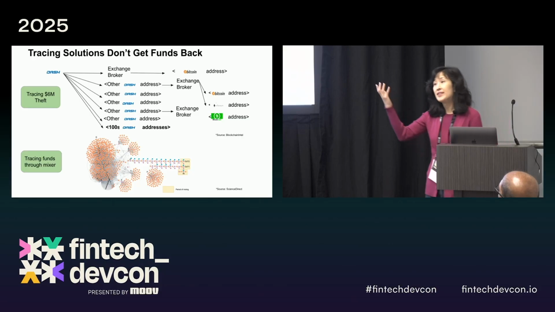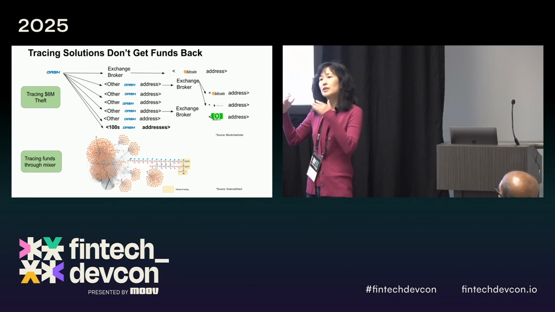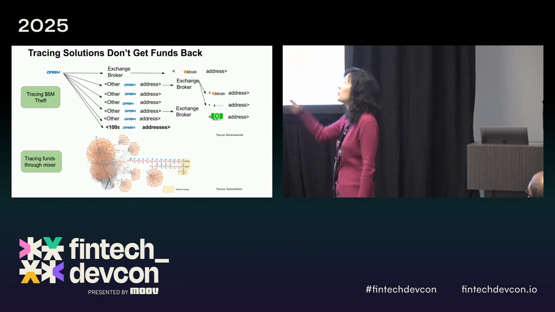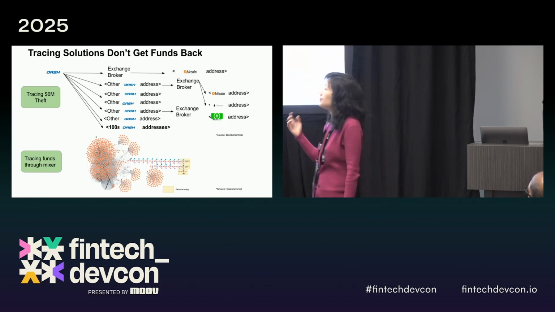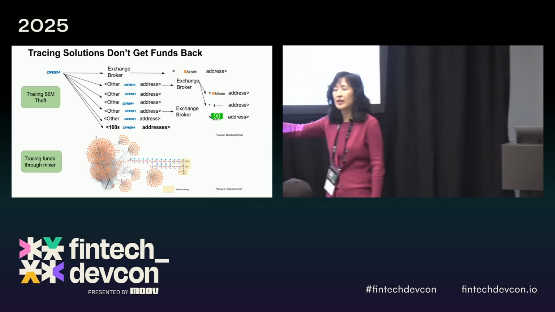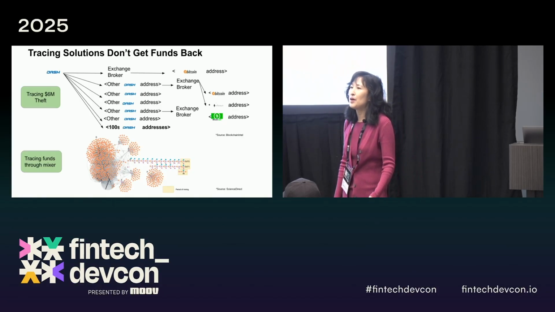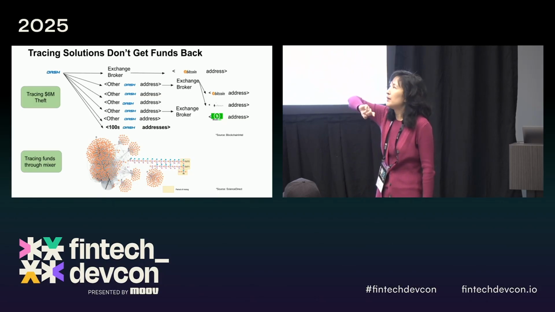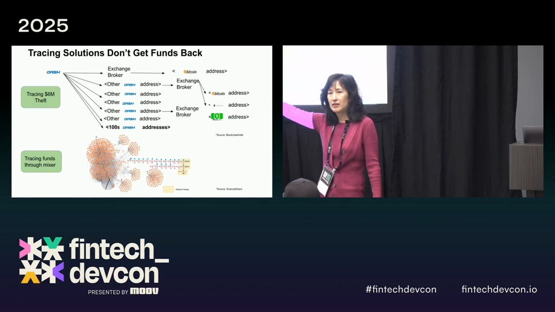Now, the existing solutions out there in the crypto space are limited, right? Yes, there are a lot of crypto solutions out there. Most of them really are focused on tracing and following the funds. I know this because I started a company to do this, and that's what I did. But the problem is, when you find where the funds go, they don't go to a place that law enforcement can go, right?